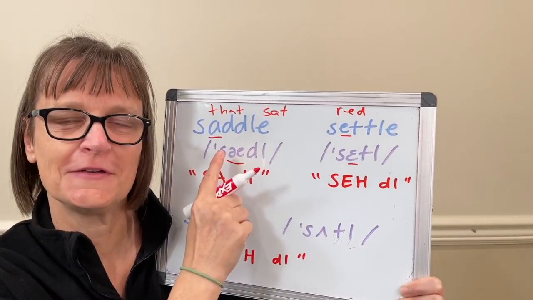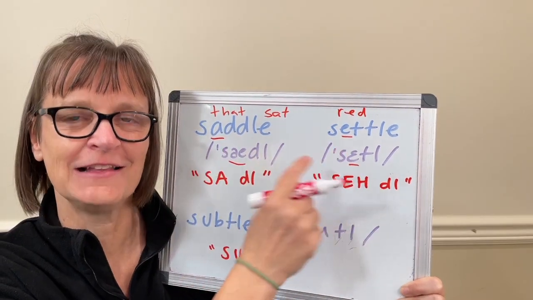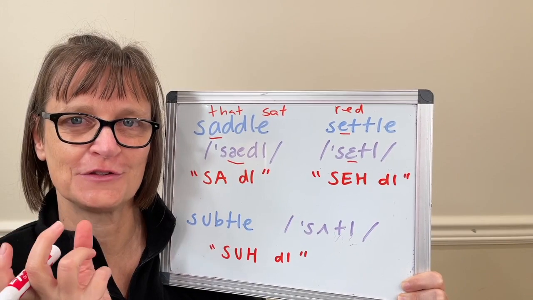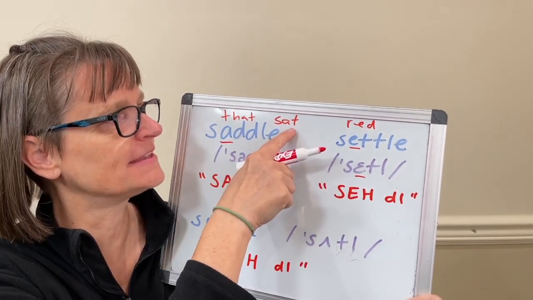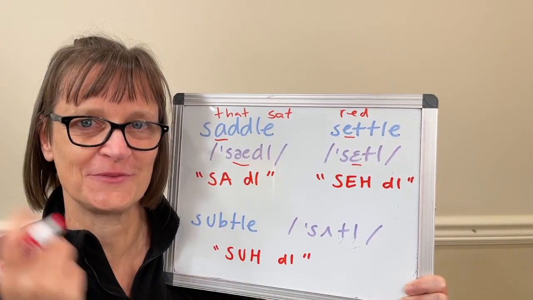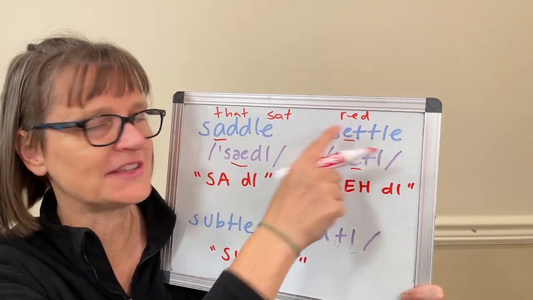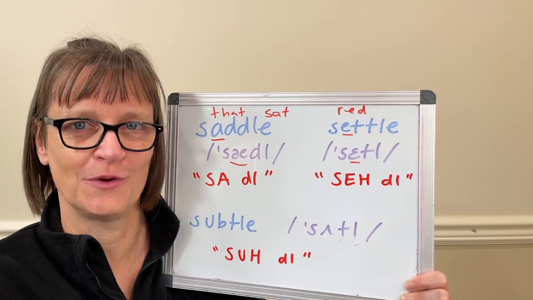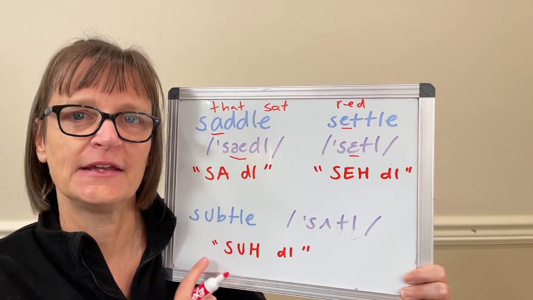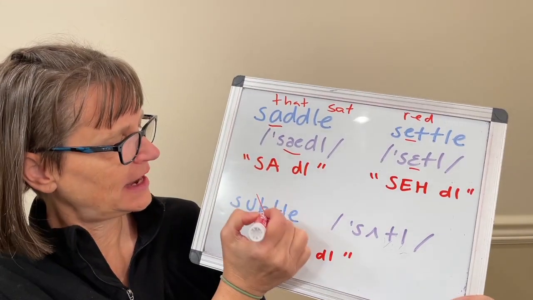If you're trying to make the difference between saddle and settle, because the words are so similar, it may be hard for you to contrast those vowels, but the difference between sat and red might be easier for your brain and your mouth to make. Then you can use these anchor words to help you with the difficult words. So we have saddle, settle, and then in subtle, the letter B is silent.